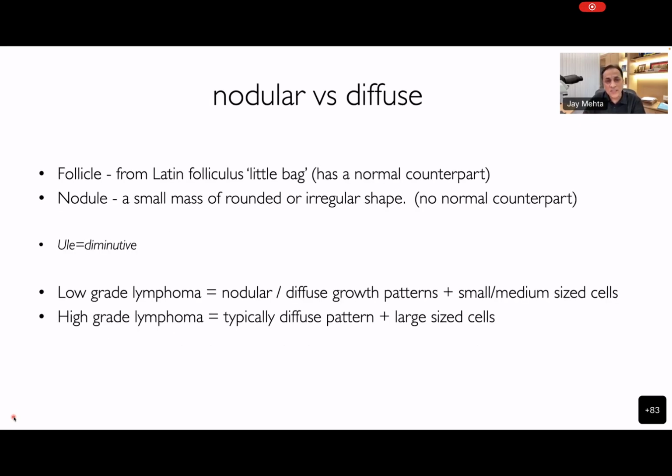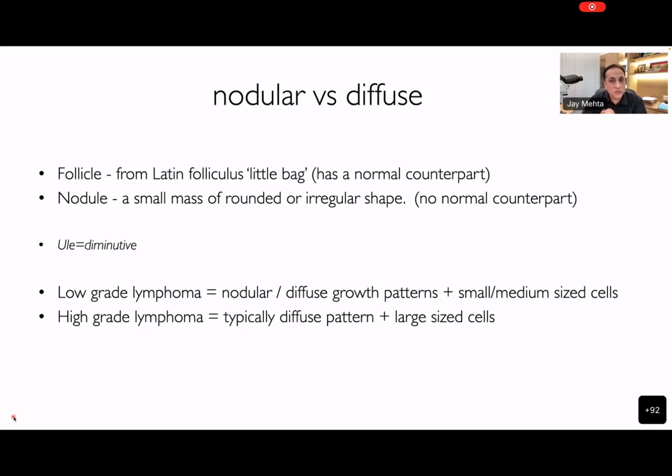So let's try to understand why we are doing this nodular versus diffuse business. There's a lecture on diffuse lymphoproliferations, and I'm talking on nodular lymphoproliferations. So as a rule of thumb, low-grade lymphomas typically have a nodular growth pattern. They may also have a diffuse growth pattern and are typically composed of small to medium-sized lymphoid cells. High-grade lymphoma typically has a diffuse growth pattern and is composed of large-sized lymphoid cells. Now, this is not cast in stone, nothing in medicine is, so you might get variant patterns here and there. But as a general rule of thumb, low-grade lymphomas tend to have a nodular growth pattern.